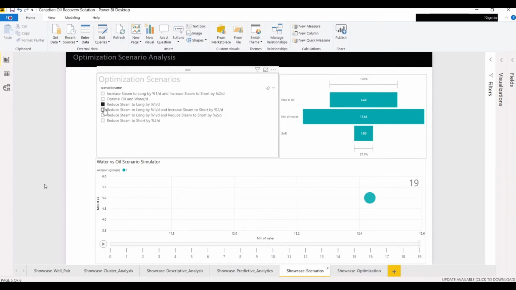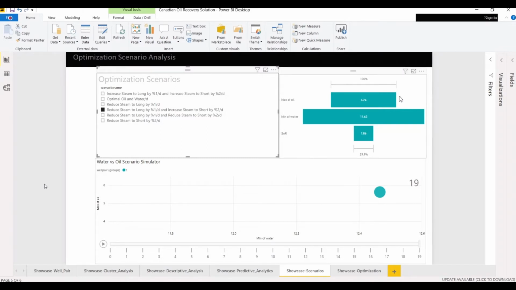So if we were to choose, say, scenario number 4, which is the scenario of what if I were to reduce steam in the long tubing by 1% per day and increase steam in the short tubing by 2% per day, what would be the impact on oil and water production? So what you're seeing on the bottom is a graph that we will play shortly to show you the combinations of the changes in oil and water production based on the optimization scenarios.